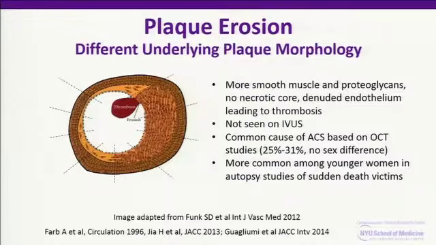spasm. Plaque erosion is another type of plaque disruption that has a different underlying morphology, with more smooth muscle and proteoglycans, no necrotic core, and in this case, it's denuded endothelium that leads to thrombosis. This is not seen on IVUS, and so it hasn't been reported in those 2 series, but it is a common cause of MI due to obstructive coronary disease in OCT studies, responsible for about a quarter of cases.